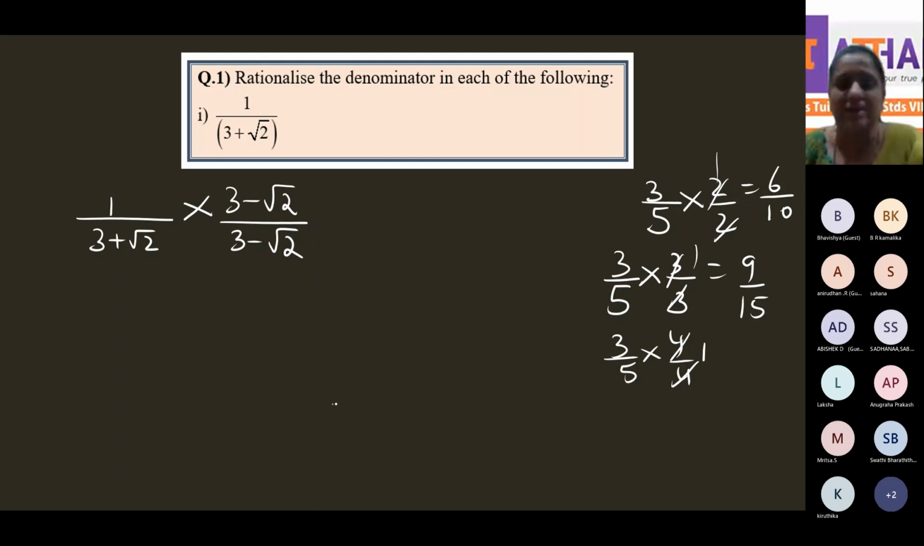So then the final answer we will write: 3 by 5 is equal to 6 by 10 is equal to 9 by 15 is equal to 12 by 20, like this.